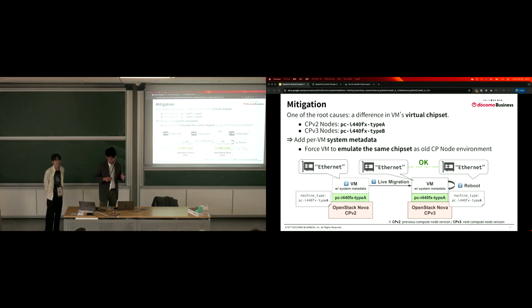We found that by setting the masking type key here to the same value as the old platform, PCI 440FX type A, then we could lock the VM's virtual chipset on the new platform. After applying this change and rebooting the VM, we confirmed the NIC name remains the same, and the original NIC setting were preserved.